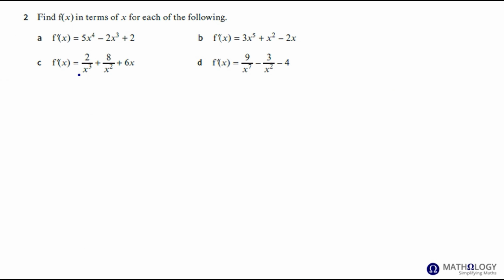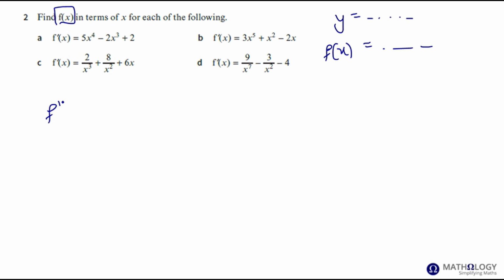This is a very similar exercise, just using a different notation. So instead of using the notation y equals something, an expression in terms of x, we're now using the notation f of x equals, and we know from functions that y equals f of x. They're just the same thing, expressed differently. So we're required to find f of x given f prime x in each case.